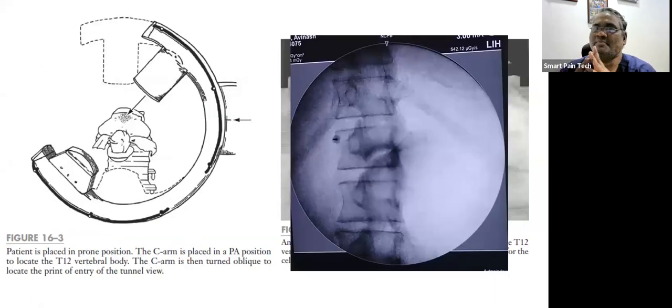So this can be performed using a C-arm, using your ultrasound, or using a CT scan also. So it depends on what you are comfortable with. In my practice, in our institute, we always use a C-arm.